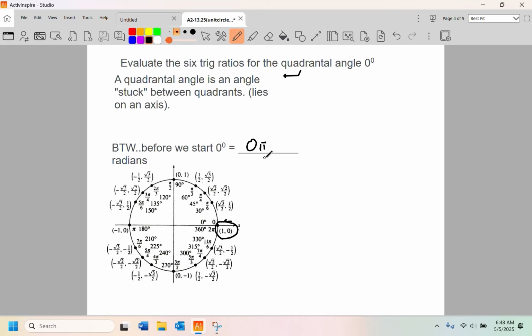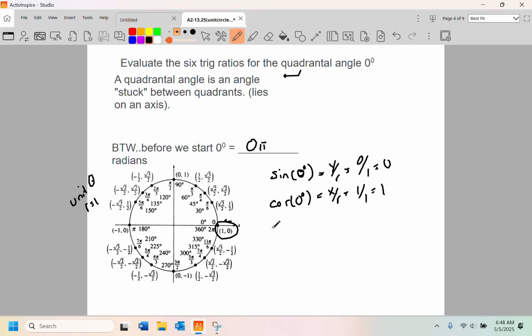And I'm interested in that ordered pair. So we're going to find the sine of 0 degrees by doing y over r, and the y-coordinate here is 0, and the radius of the unit circle is 1. So we get 0 over 1, which is 0. Cosine of 0 degrees, we're going to do x over r. The x-coordinate is 1, and the radius of the circle is 1, so we get 1. The tangent of 0 degrees, we're going to do y over x. The y-coordinate is 0, the x-coordinate is 1, and that's still 0, just like sine was.